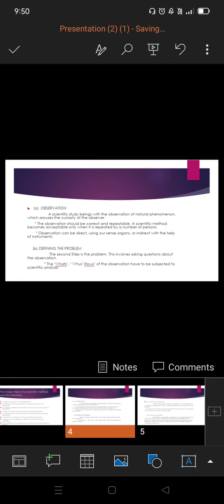The second point is defining the problem. The second step is to define the problem. This involves asking questions about the observations. The whats, whys, and hows of the observation have to be subjected to scientific analysis. Therefore, the problem should be defined in such a way that the different aspects of the observed phenomena are amenable to investigations.